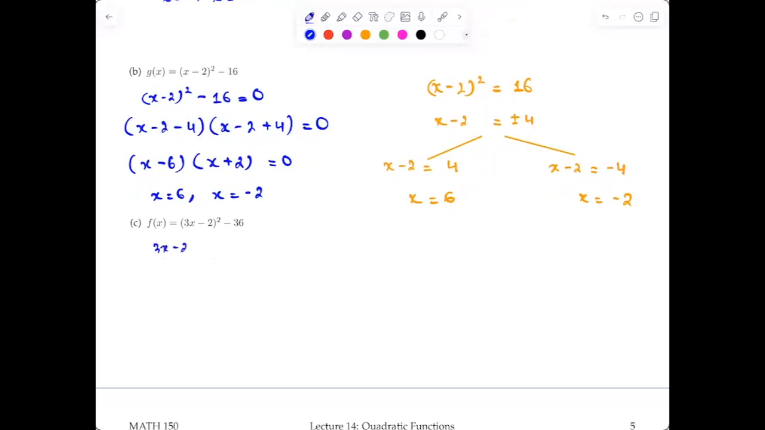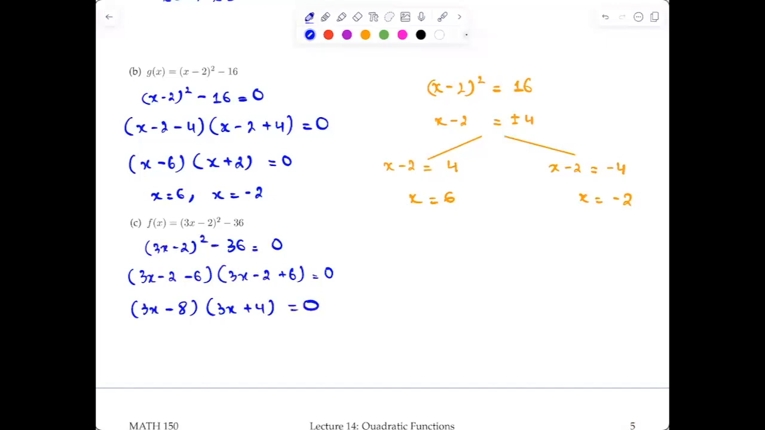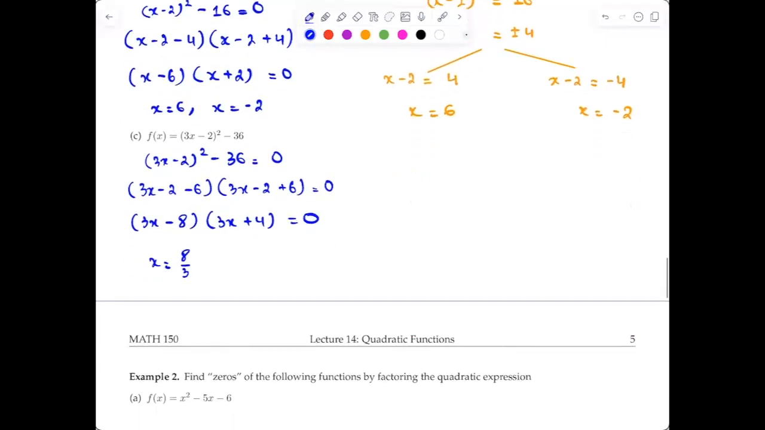So for C, you do (3x minus 2) squared minus 36 equal to 0. Again, here you can use difference of two squares. So you do (3x minus 2 minus 6) times (3x minus 2 plus 6) equal to 0. Or you get (3x minus 8) times (3x plus 4) equal to 0. So there are going to be two solutions here. x is equal to 8 over 3, or x is equal to negative 4 over 3.